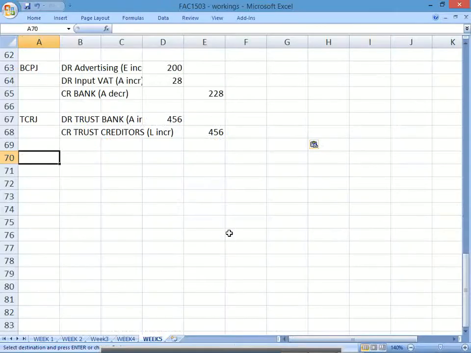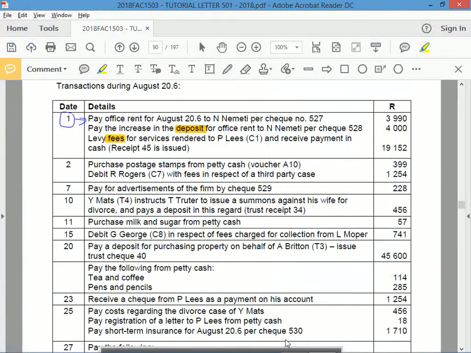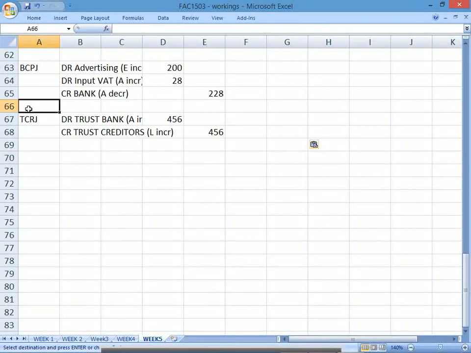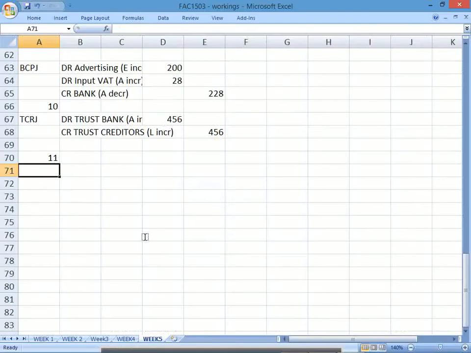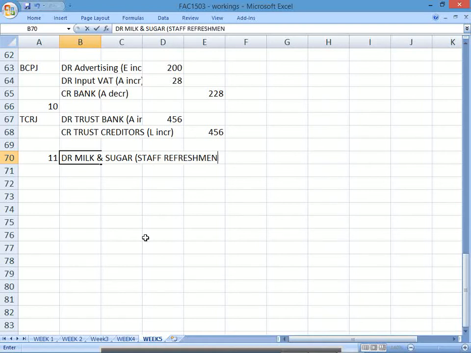We got up until 4, 5, 6, 10, yes, 11. Purchase milk and sugar from petty cash. You would have debited milk and sugar. You can group this as maybe staff refreshments if they give you a heading for it, if they tell you what columns to use. But it's an expense that's increasing.